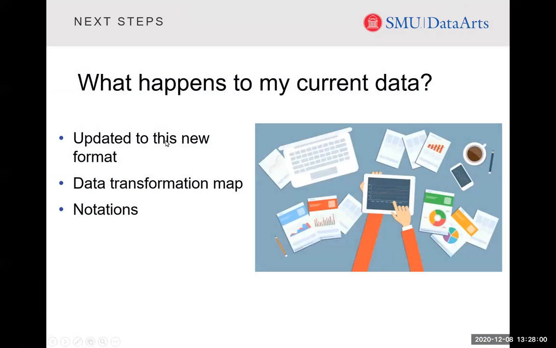Okay, so to wrap up, I want to give a few notes about what will happen to your current data. All of your current data will be transformed to the new format. This will mean that trend reporting will be possible from one year to the next in your funder reports. We will also make a data transformation map available and provide notations of what's happened with your data within the survey.